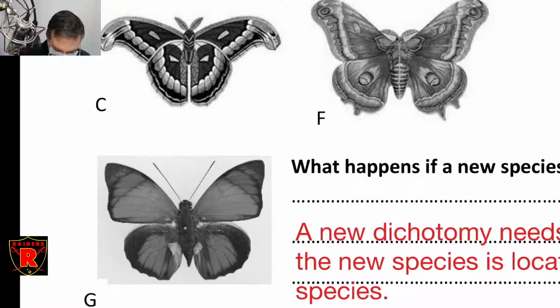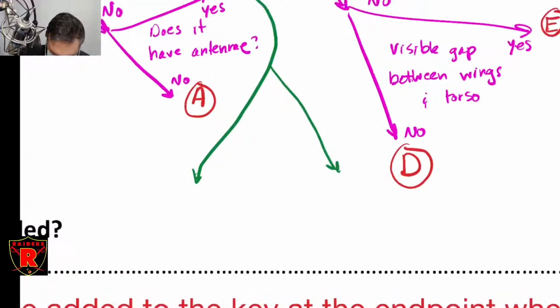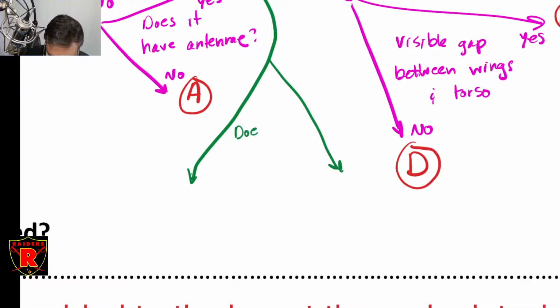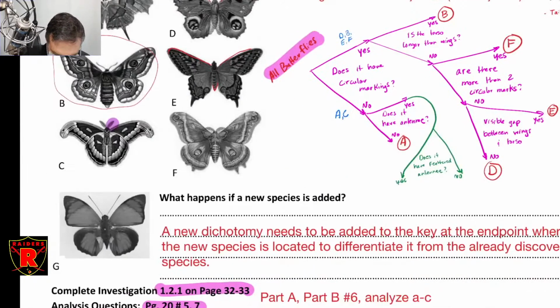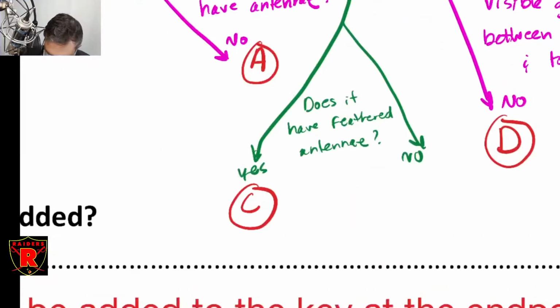Feathered antennae. Okay, cool. Yeah, that's a good one. Feathered antennae. Cool. Okay. Yes, it does. No, it doesn't. And so yes would be C, and no would be G.